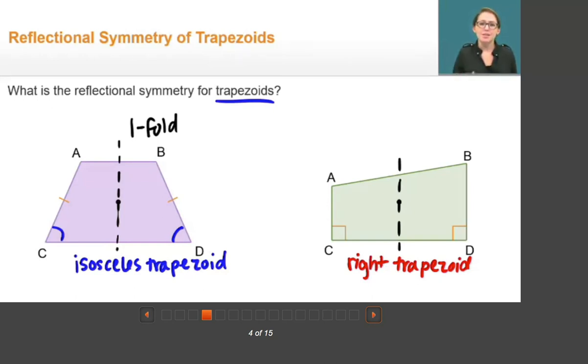Generally, we do not say zero-fold reflectional symmetry, just that the figure has none. The same would be true for scalene trapezoids that will be discussed in another lesson.